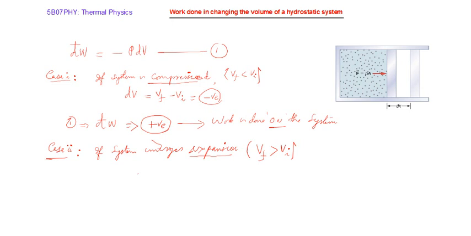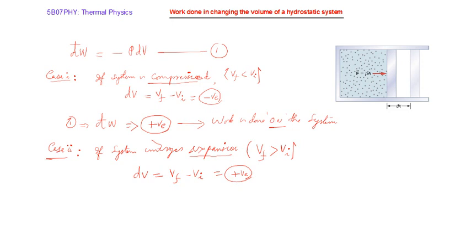What about the value of dv there? Of course dv is always VF minus VI. You will be getting VF minus VI as positive itself. Remember.